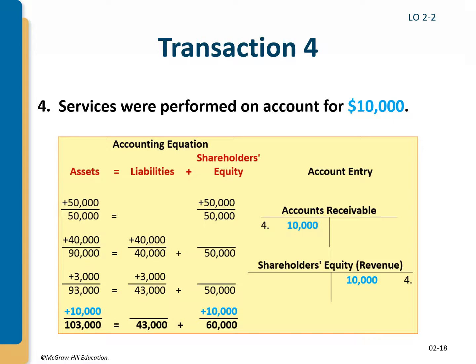Another review, services were performed on account for $10,000. So on account means we didn't get any cash yet. Now the overall effect on our equation is assets increase because the amounts are owed to us. We keep track of amounts customers owe in accounts receivable. So we're going to debit accounts receivable because that asset is increasing. Shareholders' equity is increasing. Specifically, the revenue is, because they performed a service. That's why this money is owed to them. So we're going to increase the revenue account. We do that on the credit side.